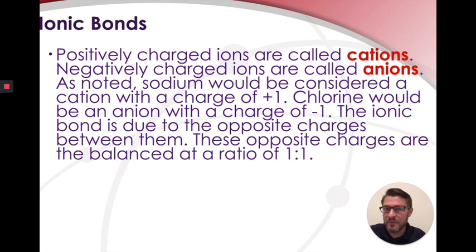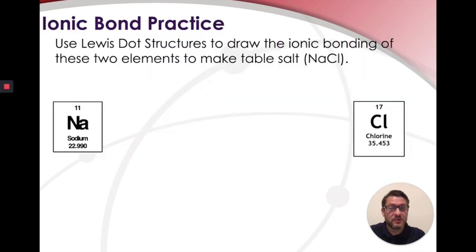So what will happen is, if you have this negative ion and you have this positive ion, remember we said opposites attract. Positively charged particles are attracted to negatively charged particles. And this goes for ions as well as protons and electrons. So that positively charged sodium is going to be drawn to that negatively charged chlorine. So we can represent this using the Lewis dot structure.